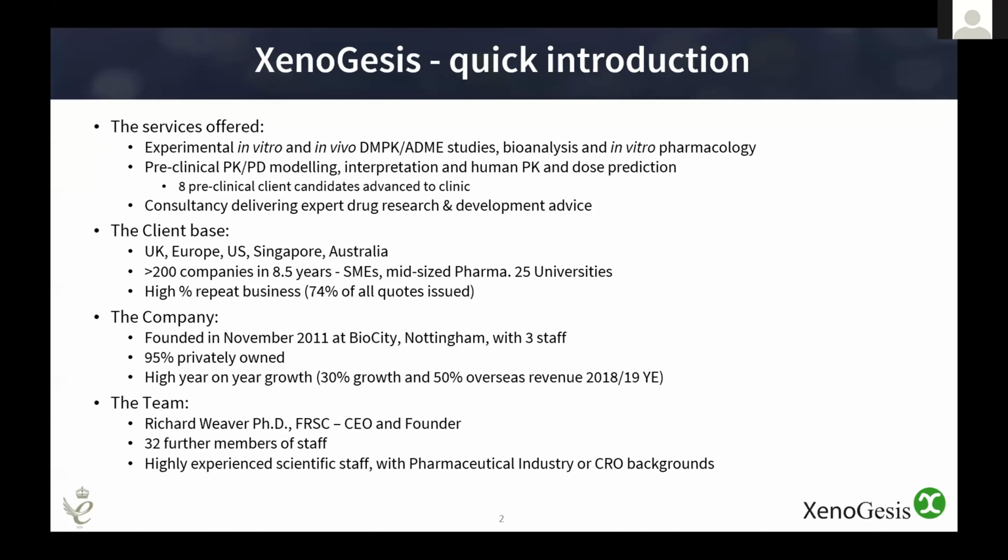Okay, so first of all, just a quick introduction to Xenogesis. We are a CRO based here in the UK at BioCity Nottingham, and we offer in vitro and in vivo ADME, bioanalysis and pharmacology. We also do quite a lot of consultancy and modelling. Our clients are far-reaching around the world, and we're a team of 33 people here.